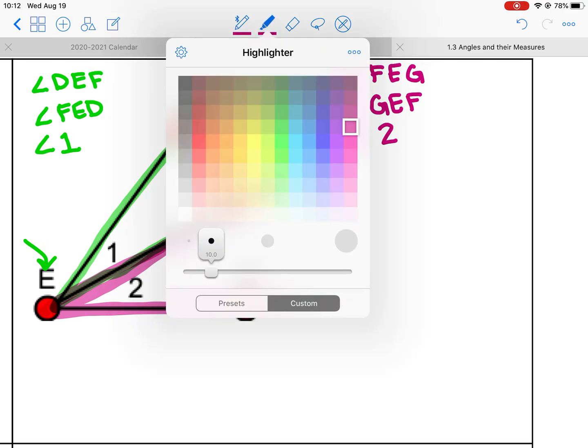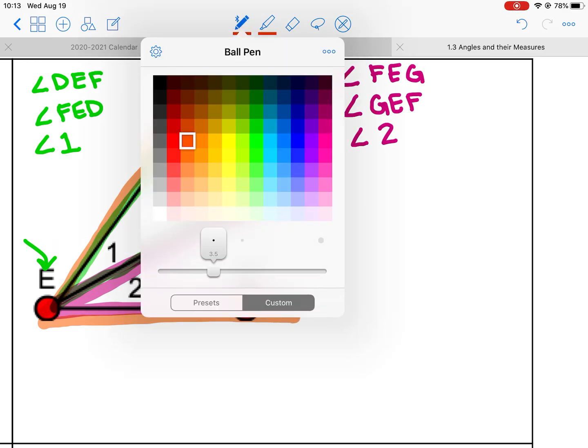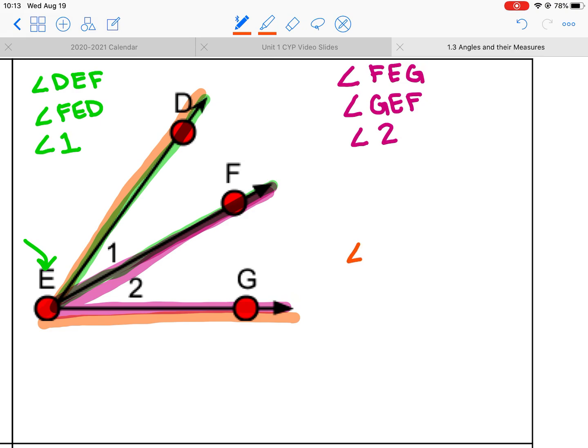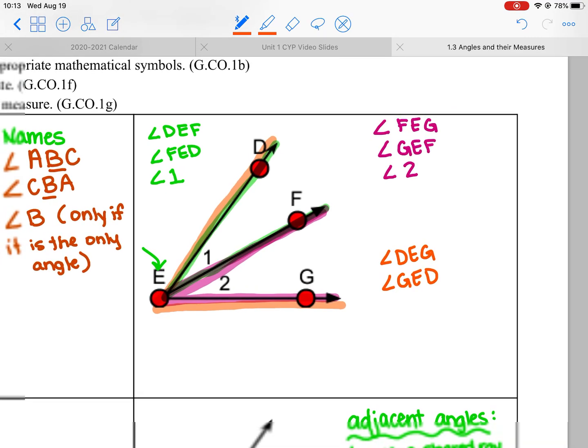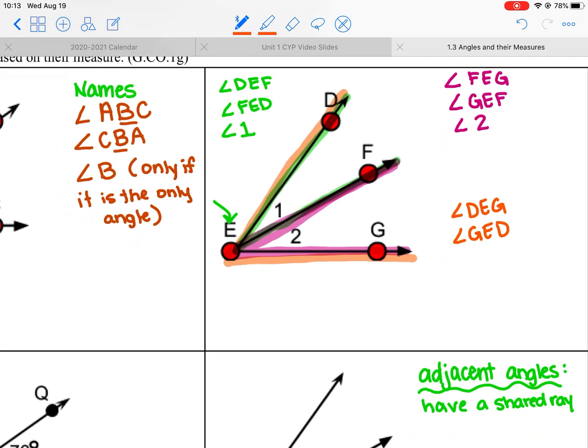The other angle that is in this picture is the entire angle. That's going to be angle DEG. It goes all the way and it contains both little pieces. So I can call that one angle DEG, or I can switch it around and call it GED. Those are the only 2 names for this angle because it does not have a number that includes the entire angle, and I can't name it by its vertex because there are the 2 small pieces. So there are many ways that we can name an angle, and it doesn't matter what the order is as long as the vertex is in the middle.